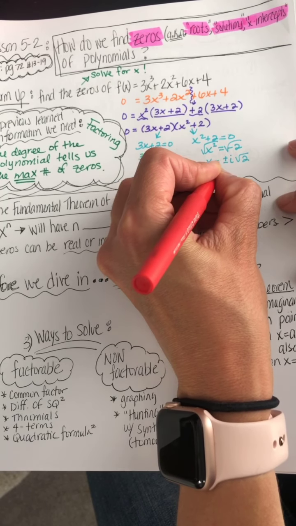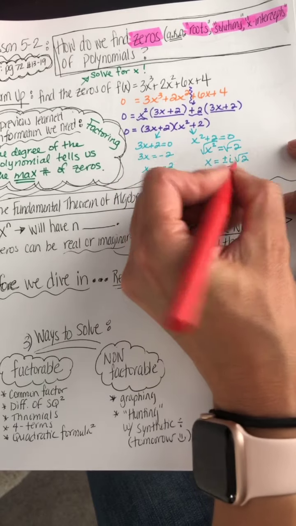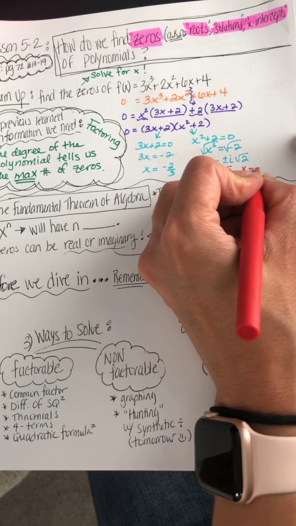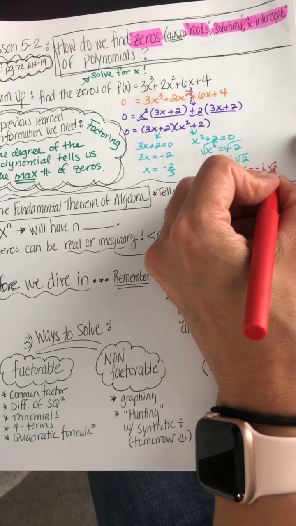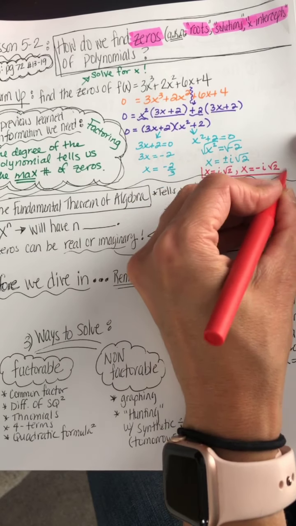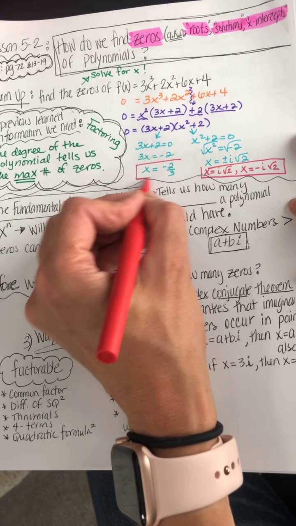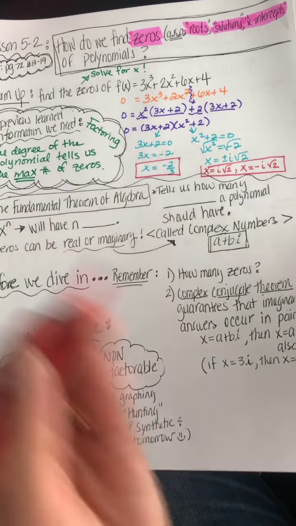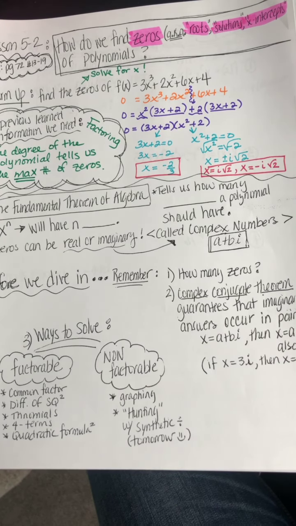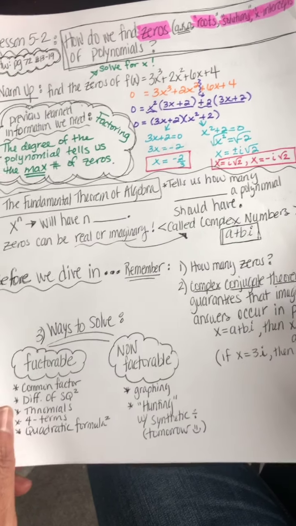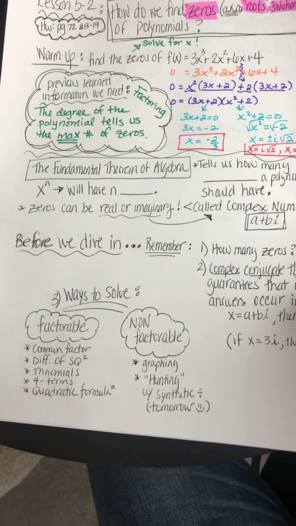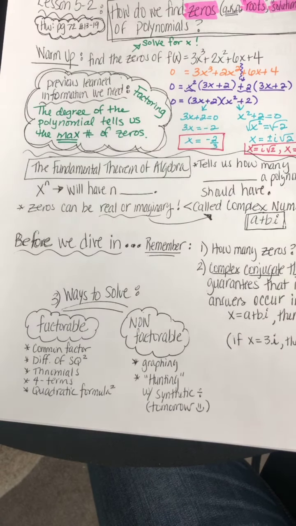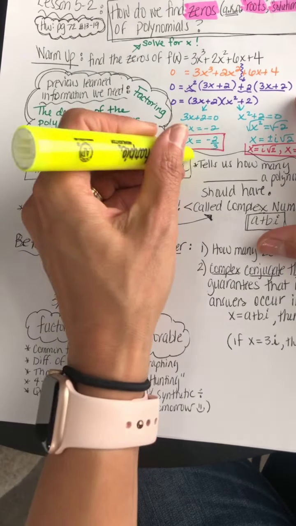We have an x equals i square root of 2 and an x equals negative i square root of 2. So there's 2 solutions here and 1 solution here for a total of 3 solutions. How cool is that? So it's not bad. So lots of algebra in this section. All right, speaking of algebra, we have the fundamental theorem of algebra.